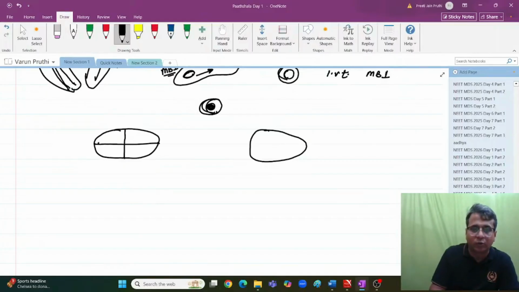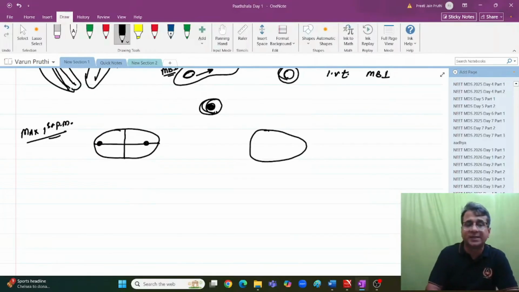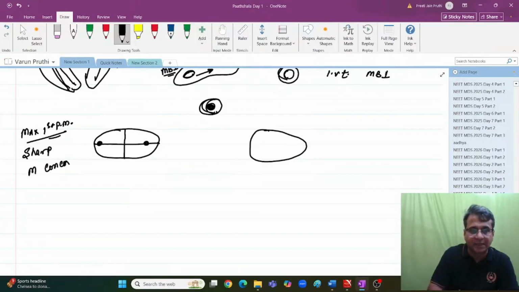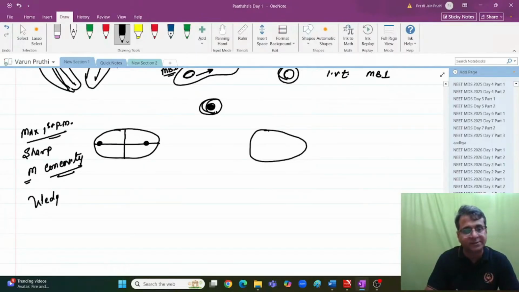In the maxillary first premolar, you are going to get a palatal canal and a buccal canal, palatal as well as buccal. Remember, in the maxillary first premolar, that sharp mesial concavity is very important. Because of that sharp mesial concavity, in operative or conservative dentistry, we use the wedging technique over here. Wedging technique came as an MCQ.